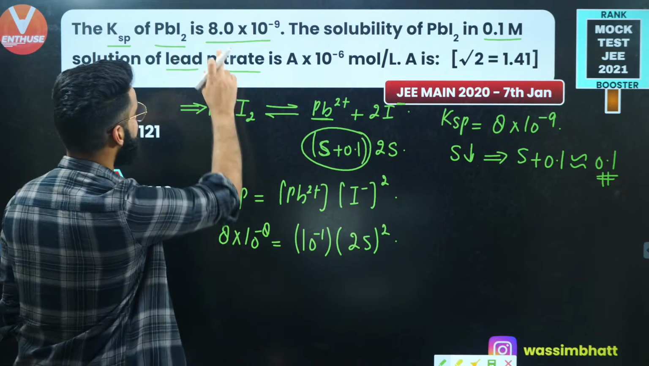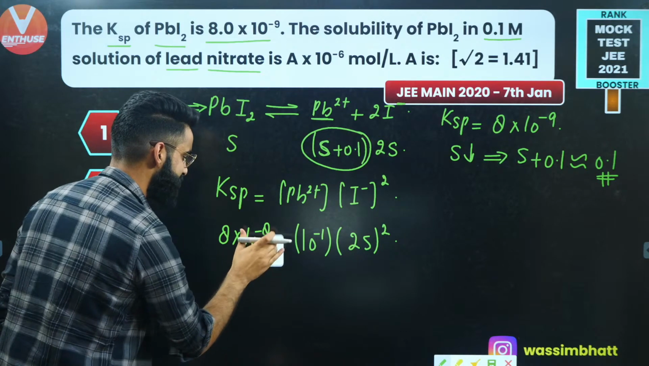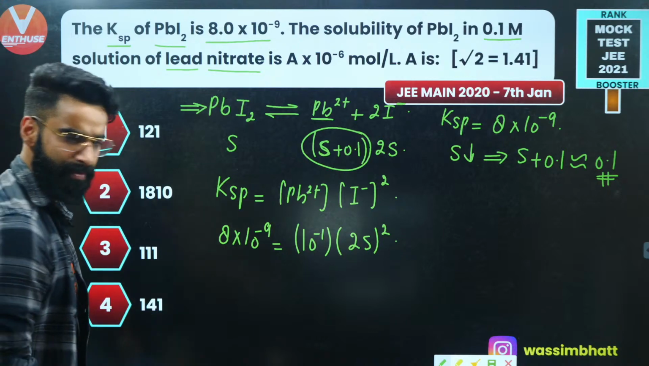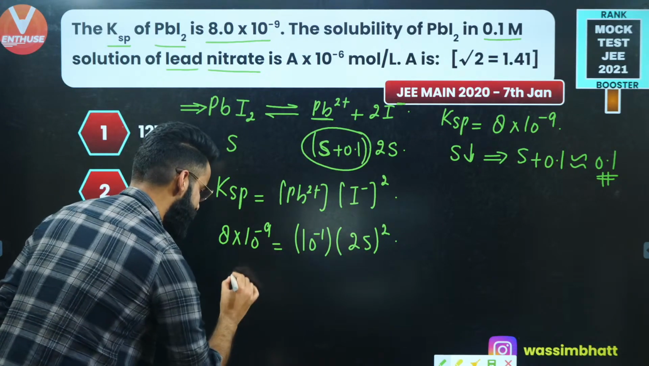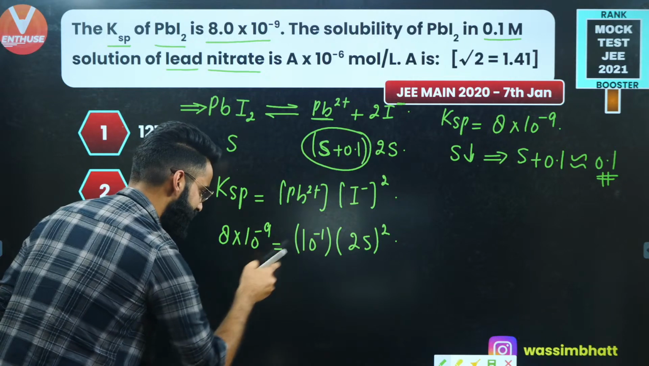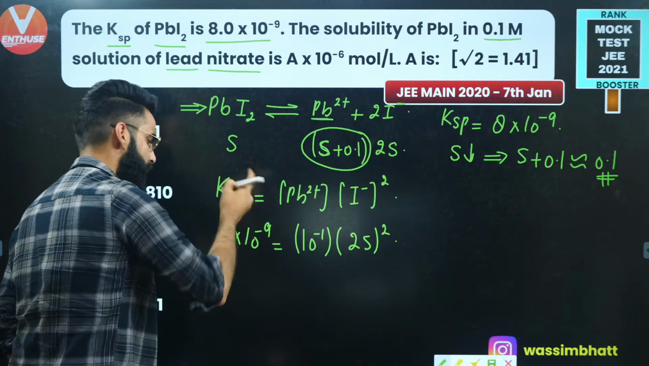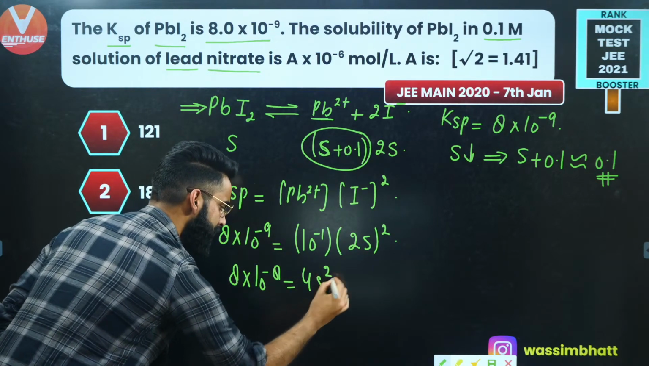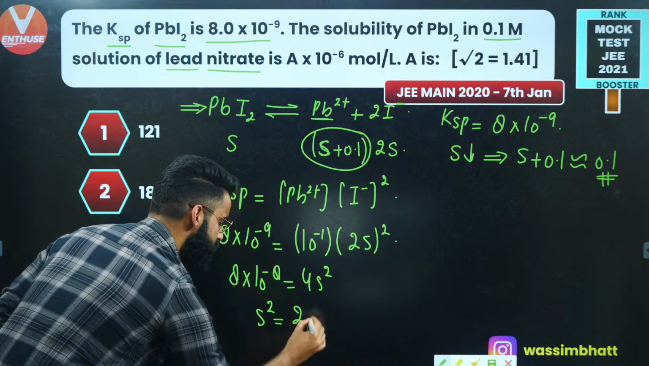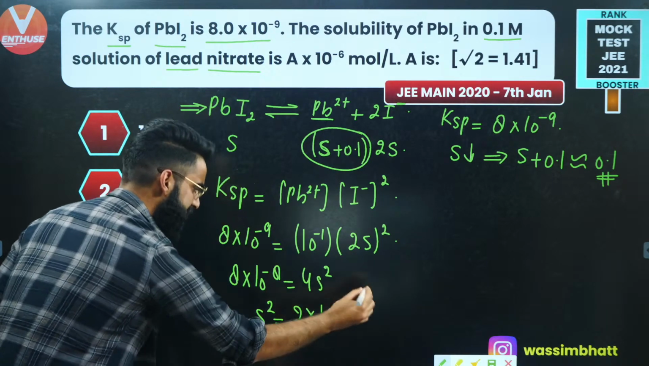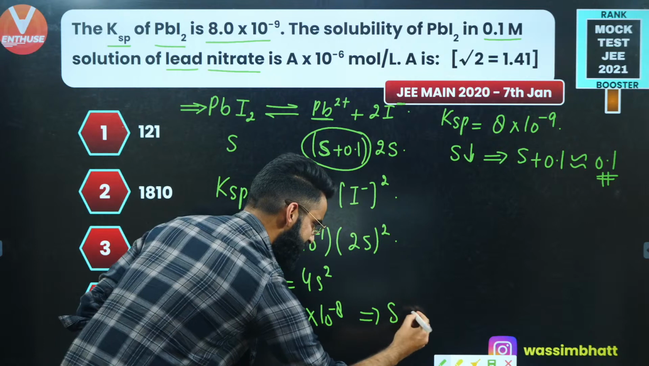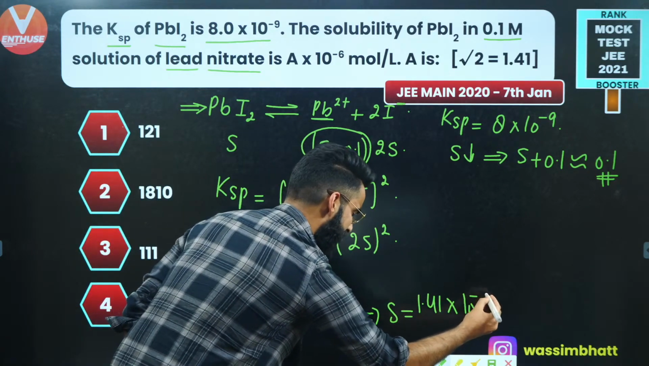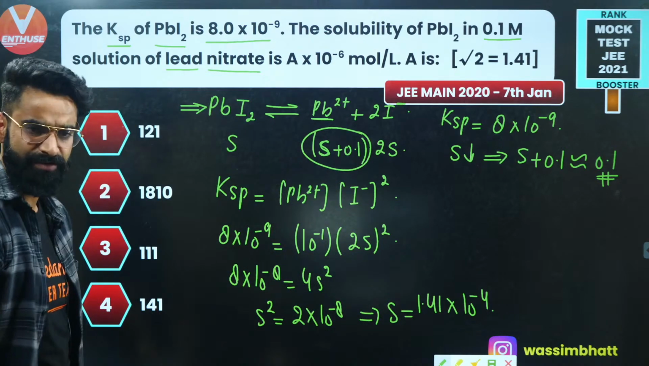Well, it's not 8 × 10⁻⁸, it's 8 × 10⁻⁹, I'm sorry for this. 8 × 10⁻⁹ is given in the question. Now I'll simply write 8 × 10⁻⁹ divided by 10⁻¹. That 10⁻¹ goes up. So it is simply 8 × 10⁻⁸ equal to 4S². So you can say S² is equal to 2 × 10⁻⁸. If you take the root on both sides, you'll get the value of S as root of 2, which is 1.41 × 10⁻⁴, right? That's what you'll get.